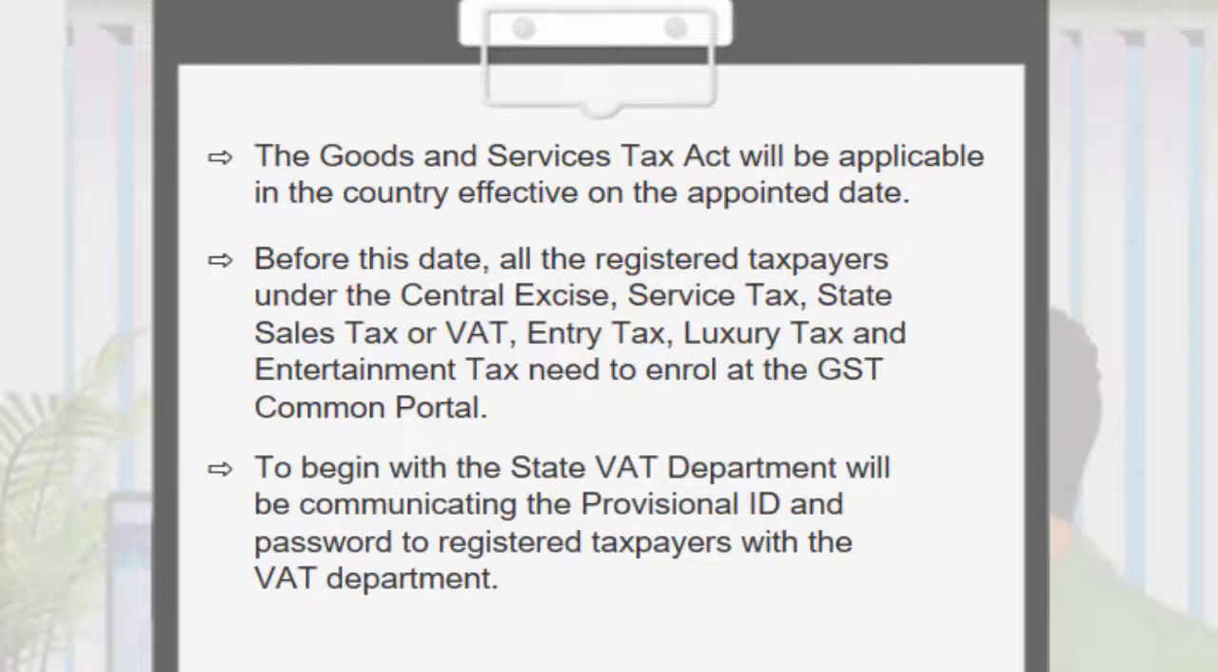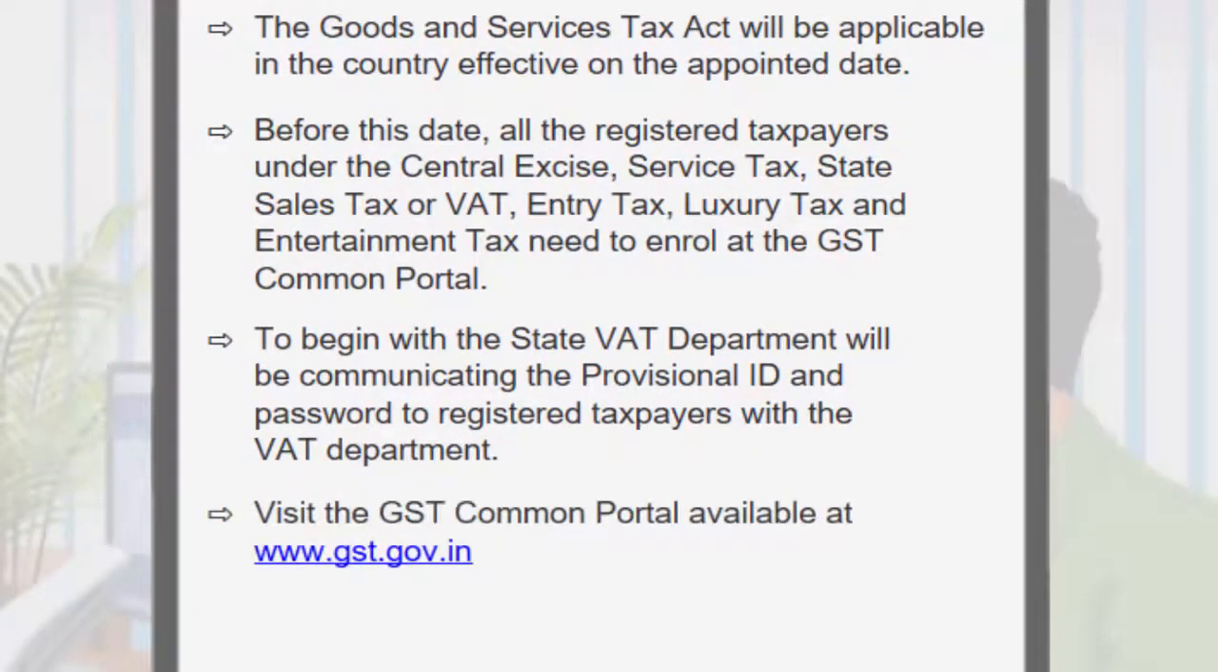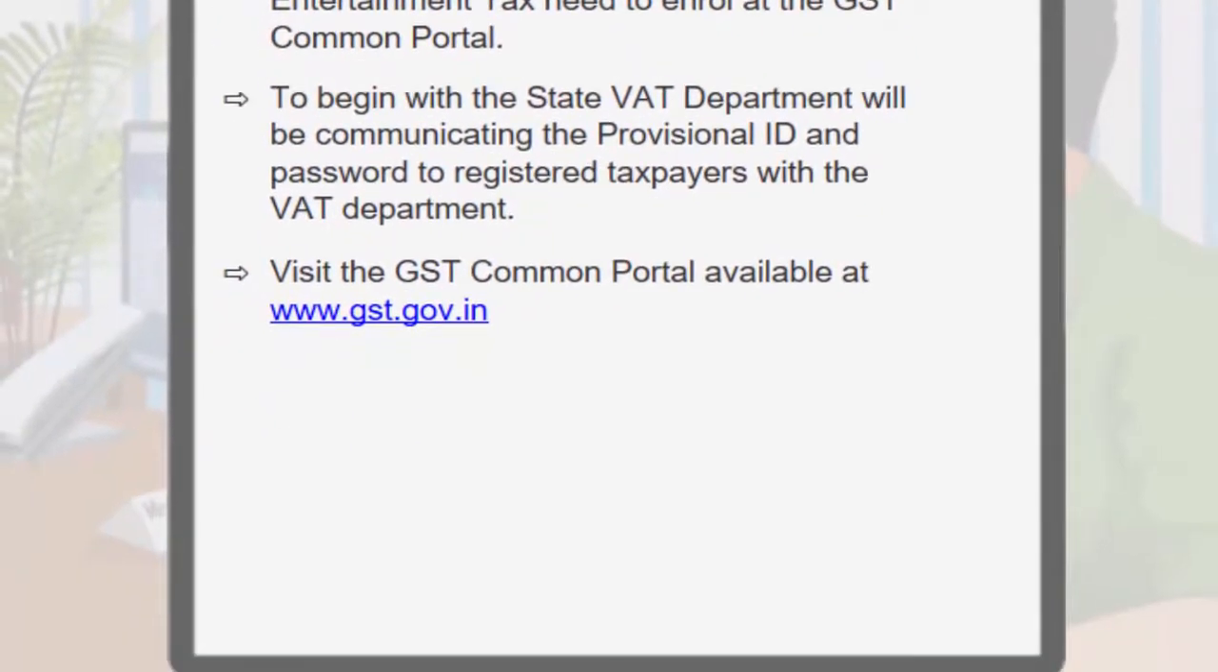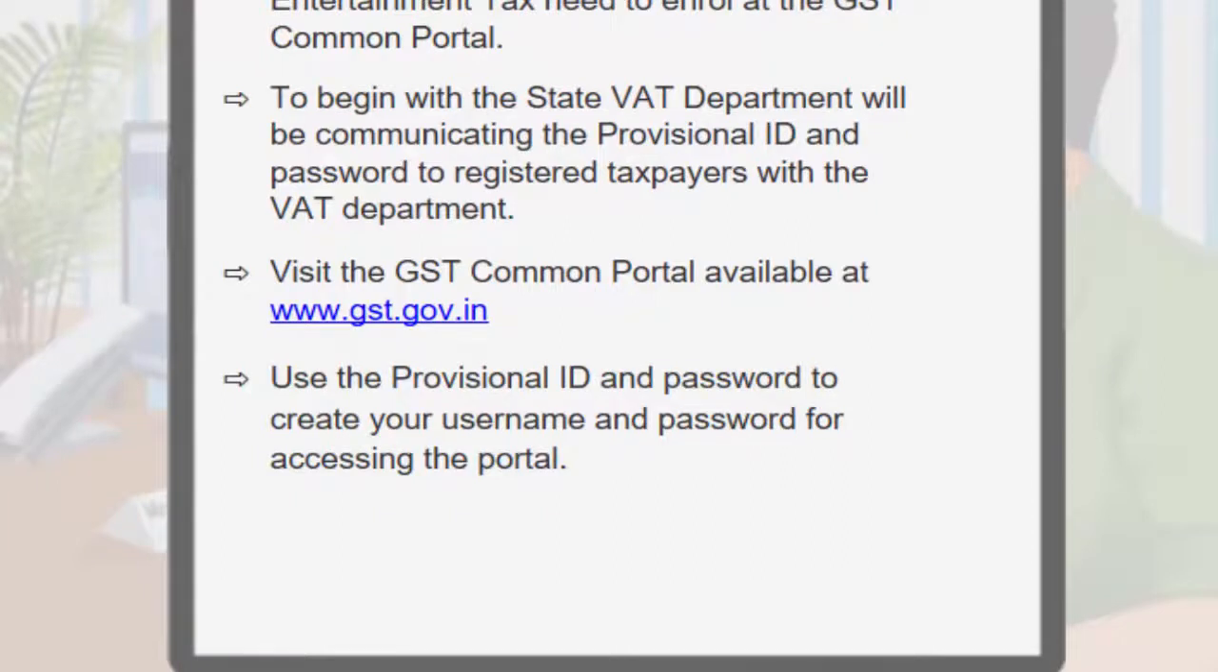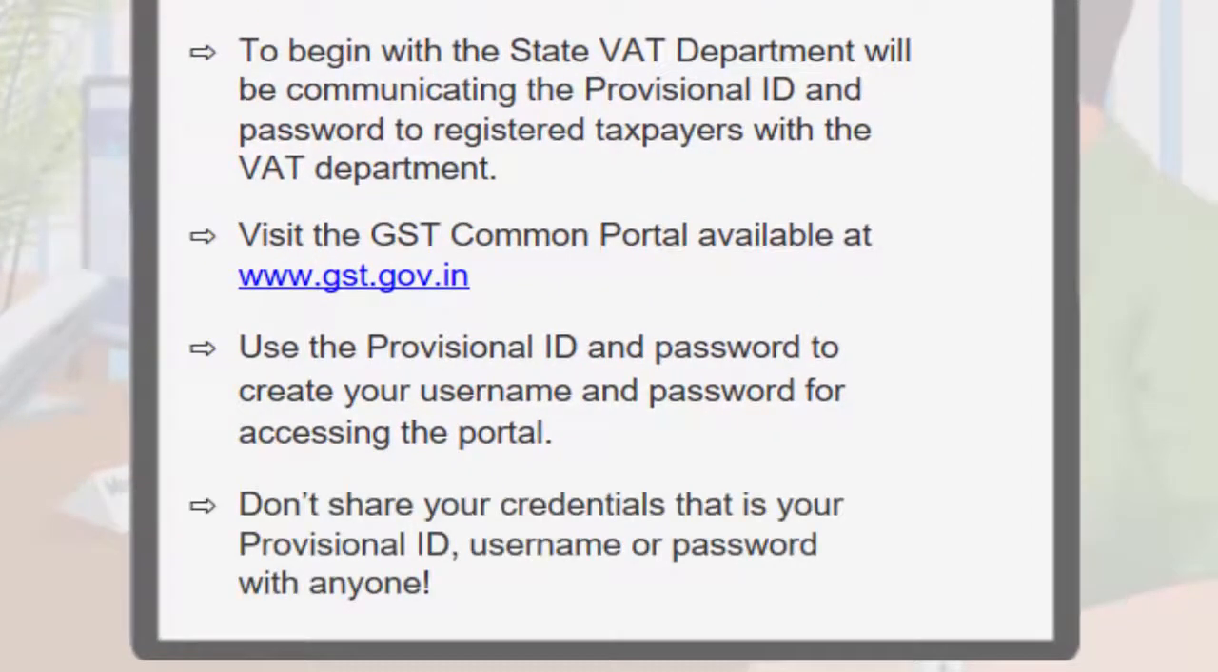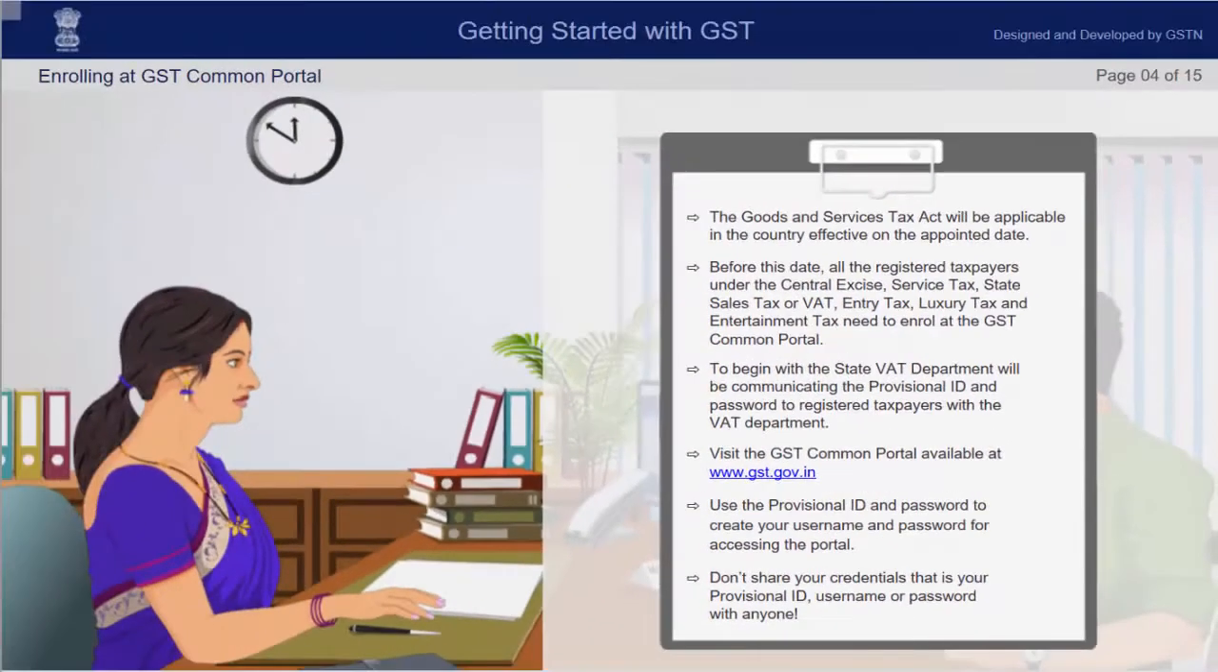To begin with, the State VAT Department will be communicating the provisional ID and password to registered taxpayers with the VAT Department. You now need to visit the GST Common Portal available at www.gst.gov.in and use this provisional ID and password to create your username and password for accessing the portal. But be careful. Don't share your credentials, that is, your provisional ID, username or password with anyone.